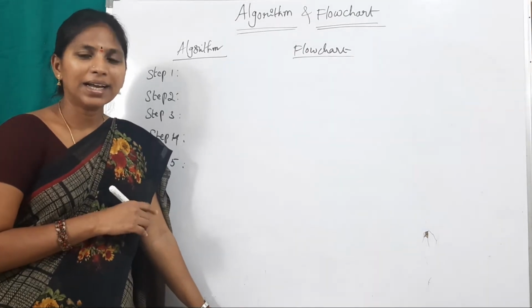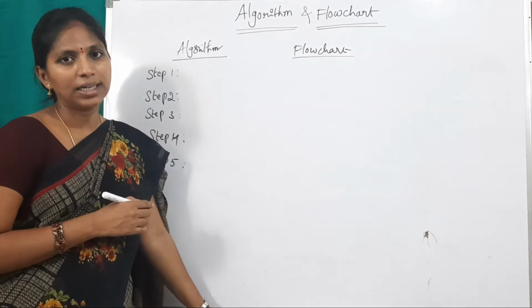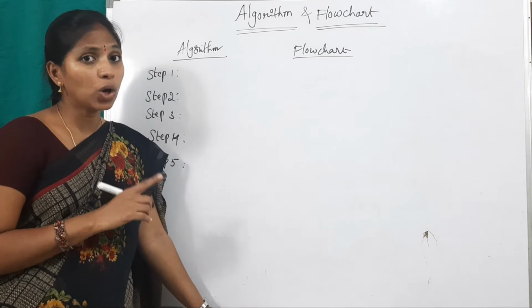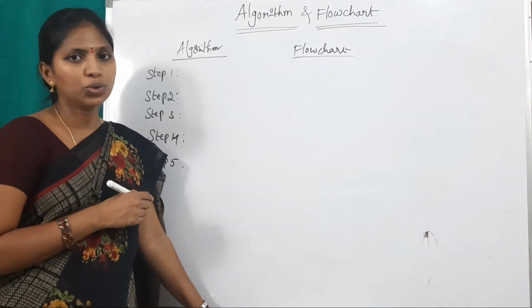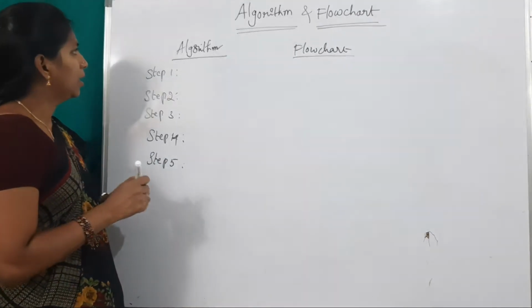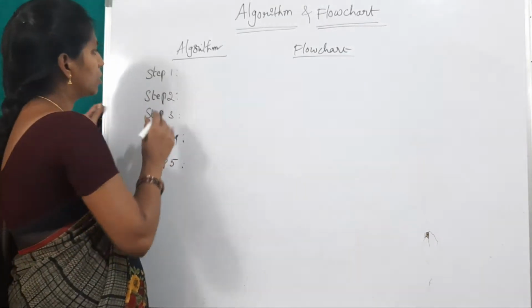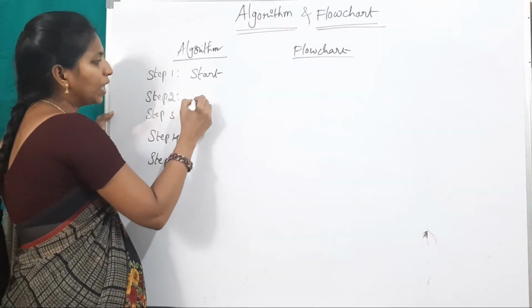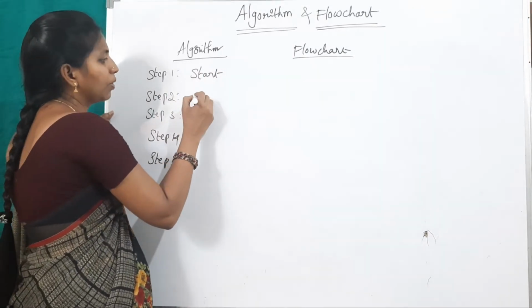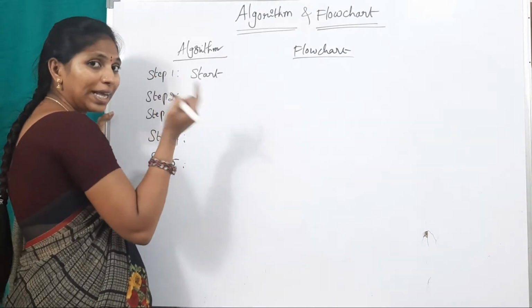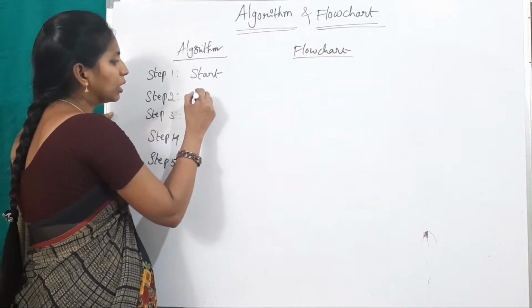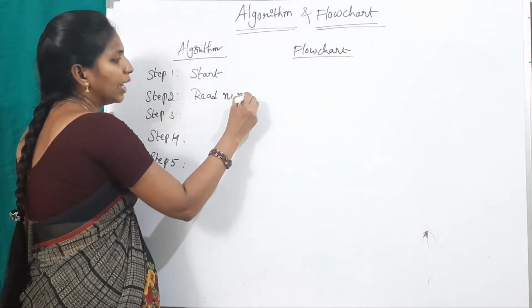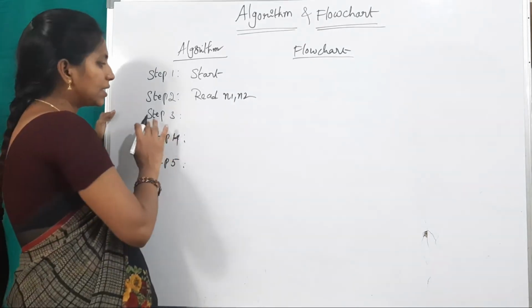Second example: write an algorithm and draw a flow chart to display the sum of two numbers and also the average of the given two numbers. Sum and average of two numbers. So step 1 is start. Step 2 is read two numbers, or input two numbers, or take two numbers. Read N1, N2. N1 comma N2.